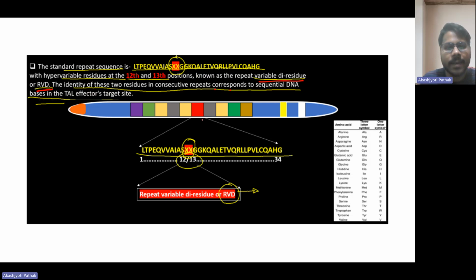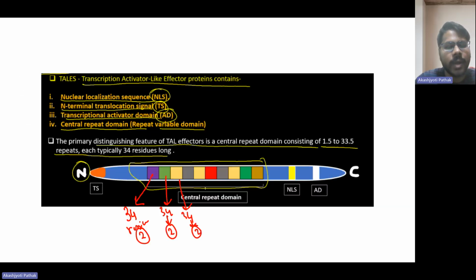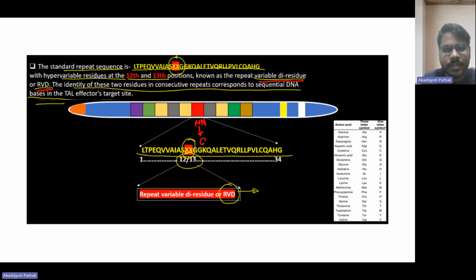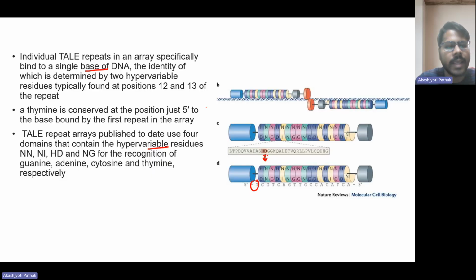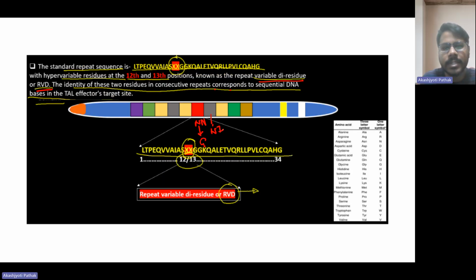So if it is NN, then it will go and bind to guanine. For example, I've shown this in this figure. NN means it will go and bind to guanine. So what were the four RVDs? NN, NI, HD, NG. These will say which particular nucleotide base it has to go and bind.